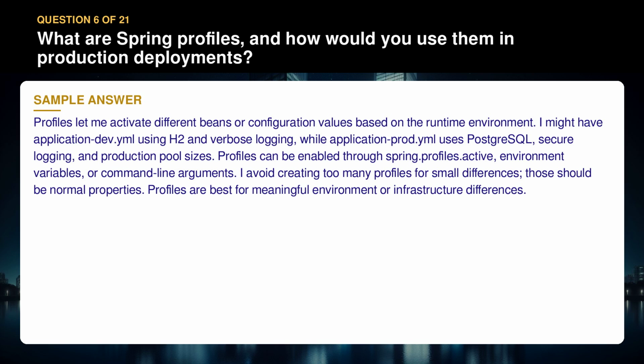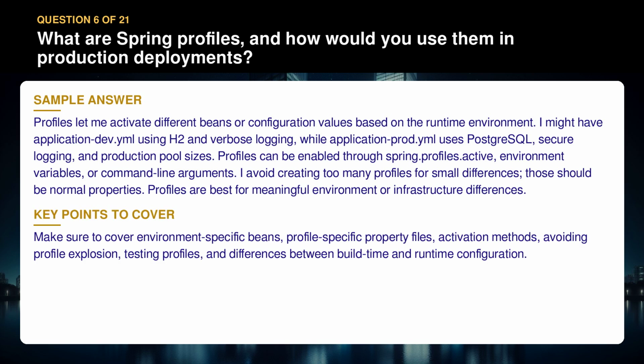I might have application-dev.yml using H2 and verbose logging, while application-prod.yml uses PostgreSQL, secure logging, and production pool sizes. Profiles can be enabled through spring.profiles.active, environment variables, or command line arguments. I avoid creating too many profiles for small differences. Those should be normal properties. Profiles are best for meaningful environment or infrastructure differences.